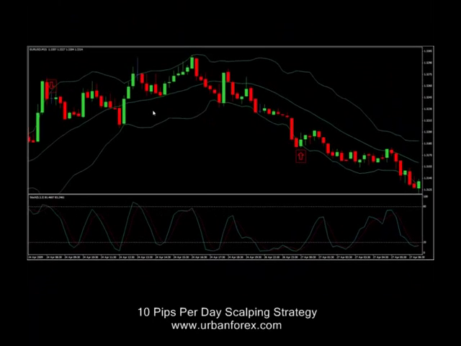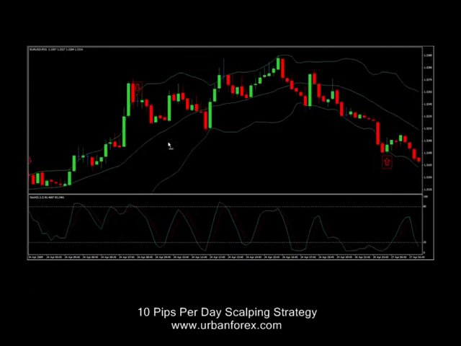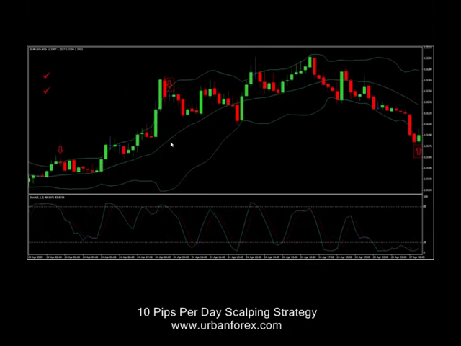So doing this, if you take a couple of pips here and there from each trade, you can definitely aim for your 10 pips a day using this method.